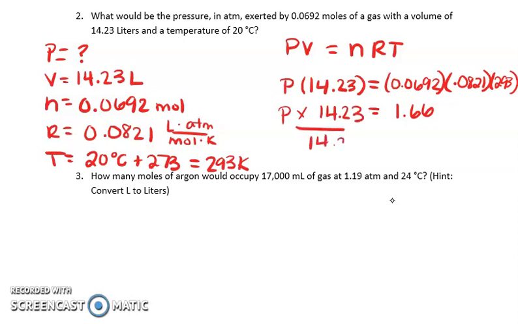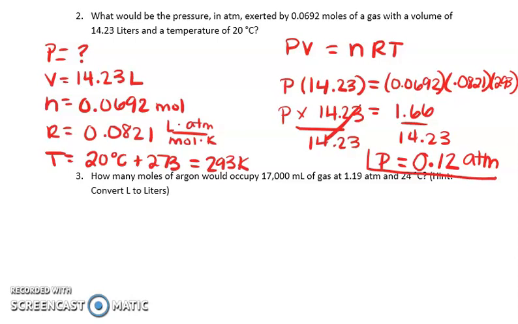So divide both sides by 14.23. And I can solve for my pressure. So my final pressure is going to equal 0.1166. So I'm going to just round that off to 0.12. And because our gas constant is in terms of atmospheres, that means my pressure is going to be in atmospheres. So my pressure is 0.12 atmospheres.